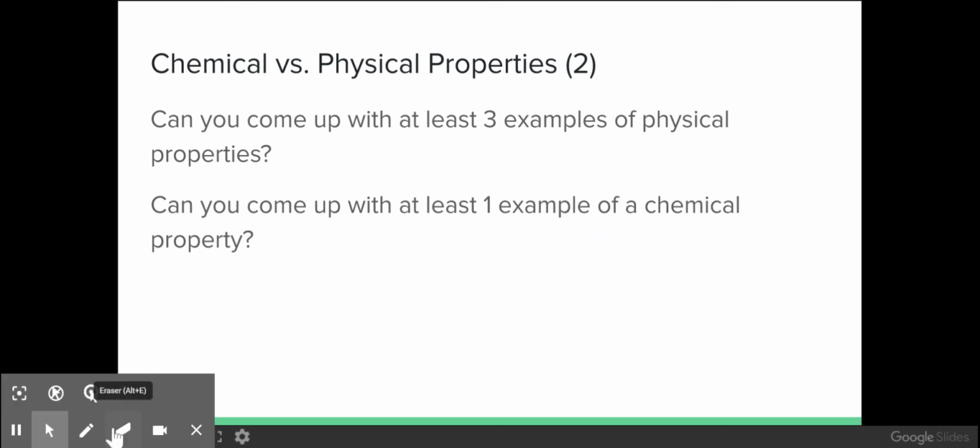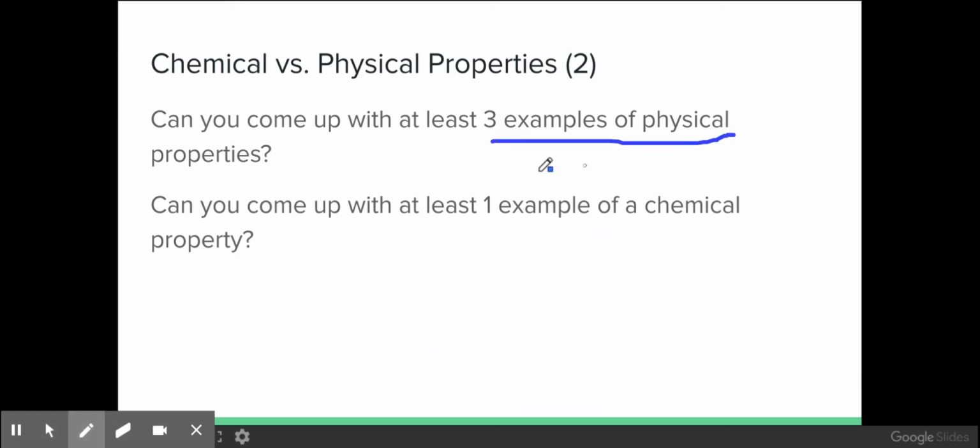So let's see if we can come up with at least 3 examples of physical properties, and see if you can come up with one more example of a chemical property. Pause the video and see if you can come up with that list on your own.